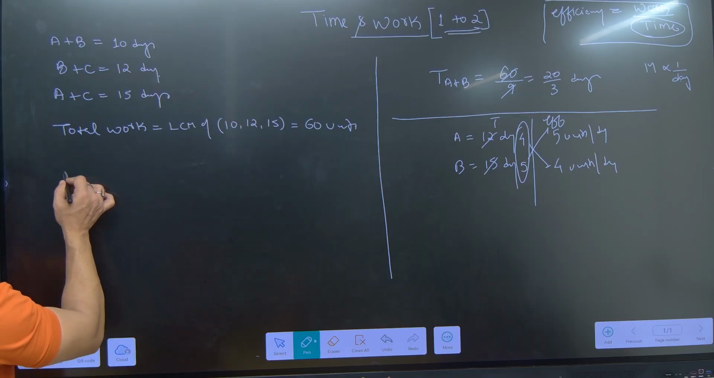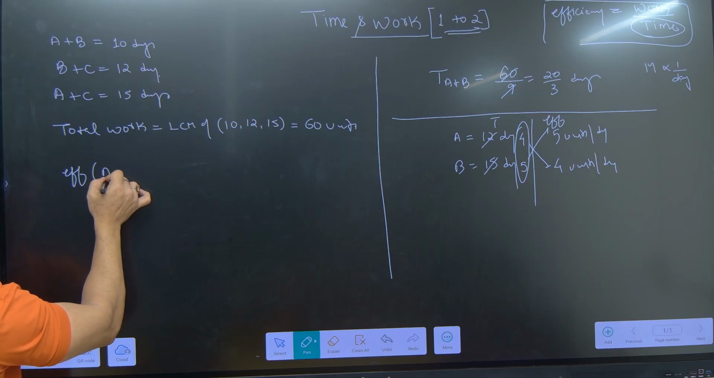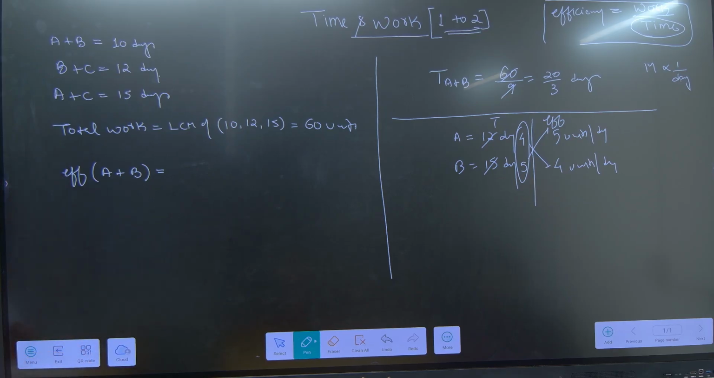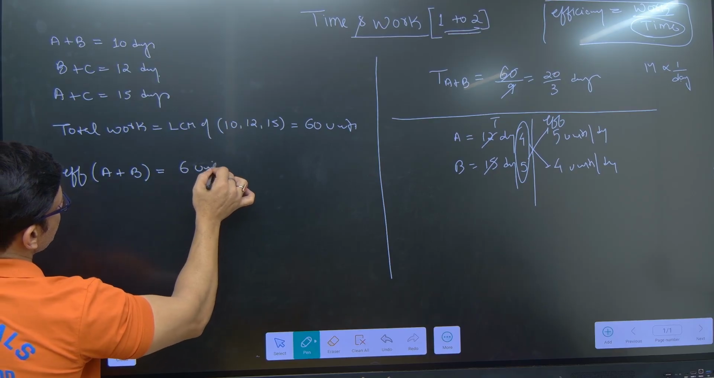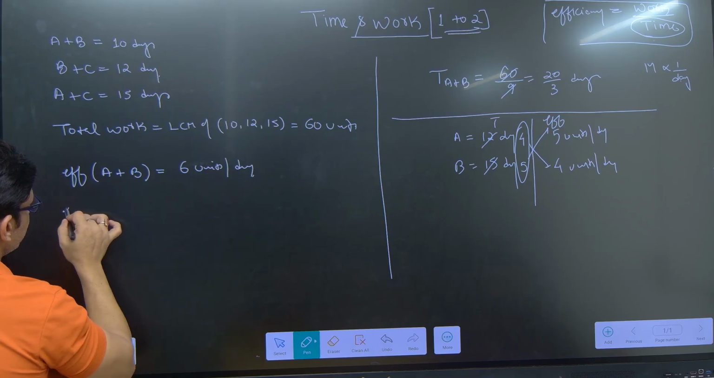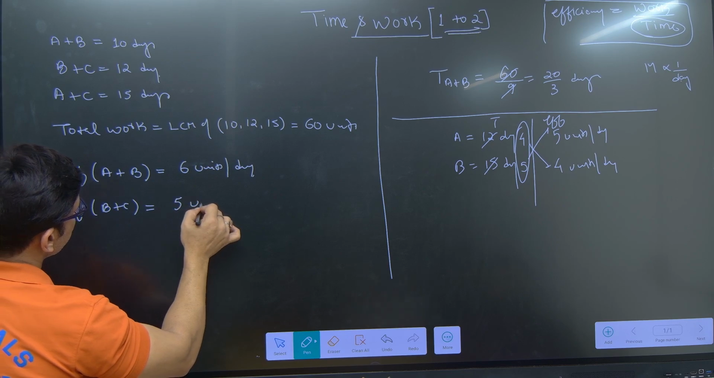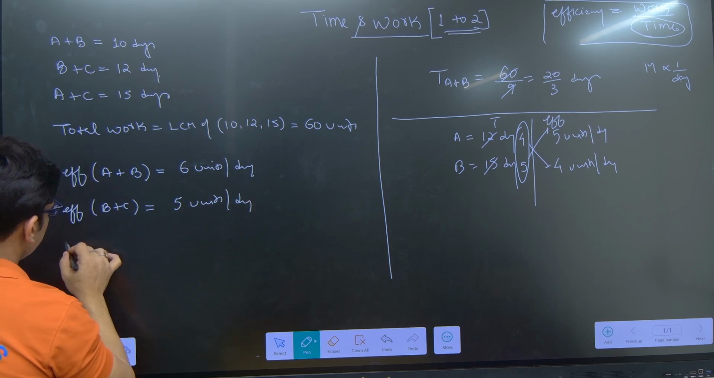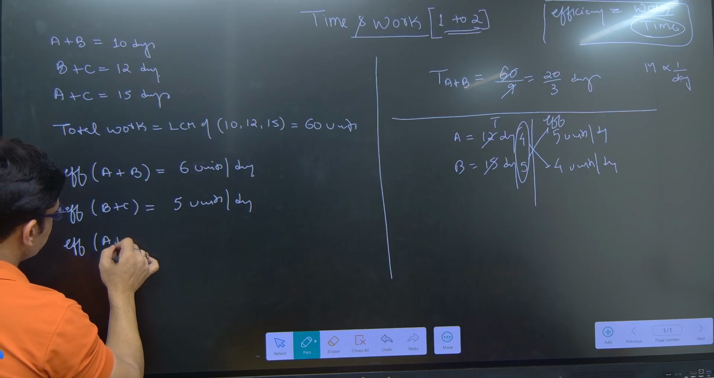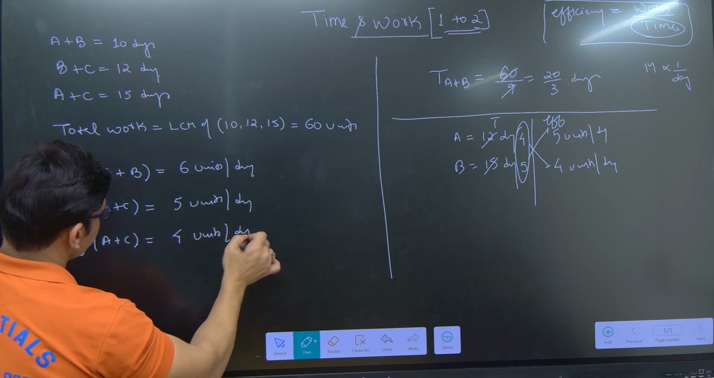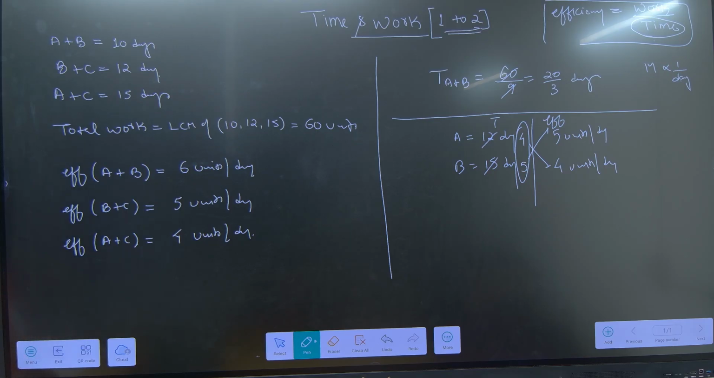Now after this, find out the efficiency of A plus B. You cannot find out individual efficiency as of now. What is efficiency of A plus B? 60 by 10, which is 6 units per day. What is efficiency of B plus C? 60 by 12, 5 units per day, right? And what is efficiency of A plus C? 4 units per day, right? Clear? So it's a combined thing, right?